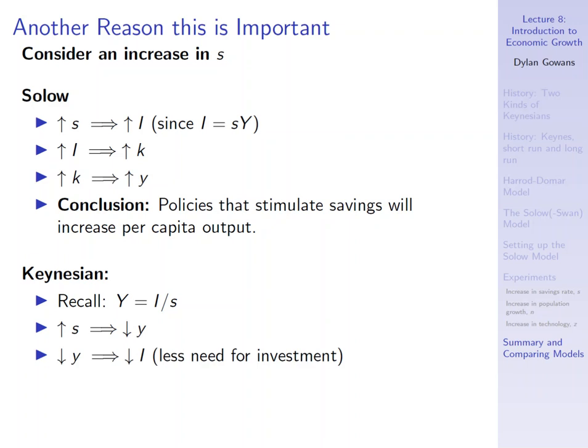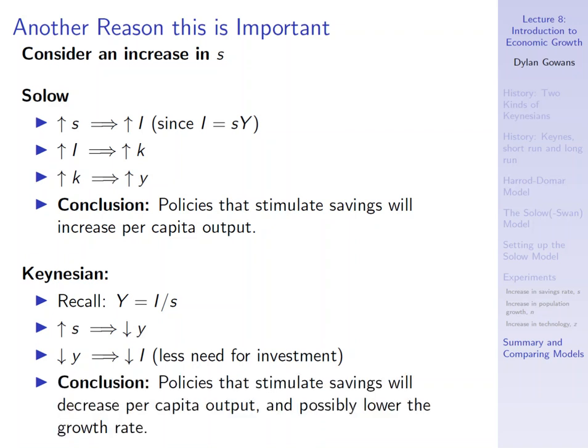And moreover, because of this decline in output, there will now be less investment. Why? Because if firms are trying to invest to meet demand, suddenly when demand goes down, I need to invest less, and so investment goes down. Conclusions from the Keynesian model: policies that stimulate savings will decrease per capita output and possibly lower the growth rate. Why? Because now firms will want to invest less on average. So notice that these two different views of savings and investment lead to very different conclusions about per capita output and about growth.